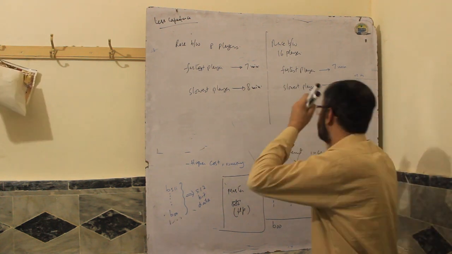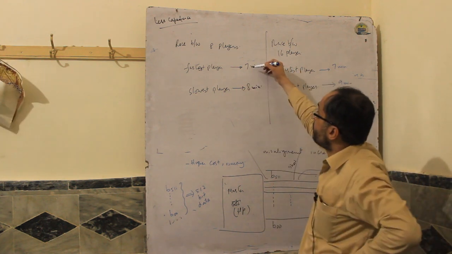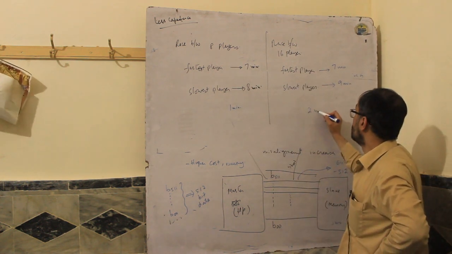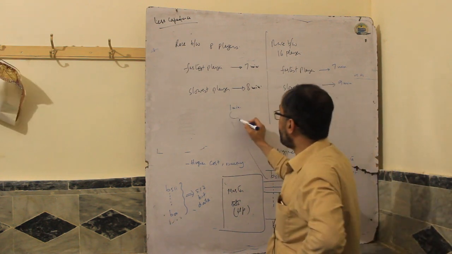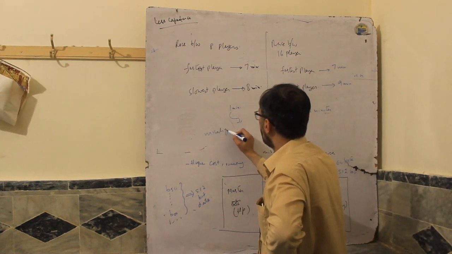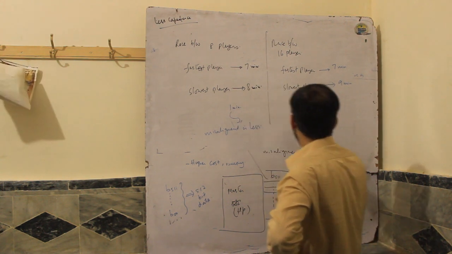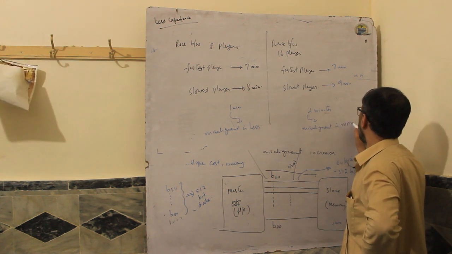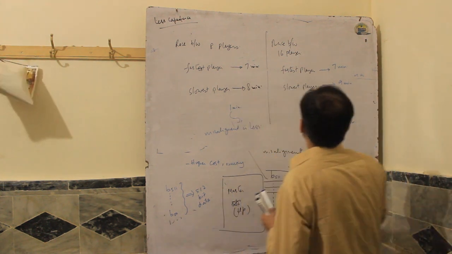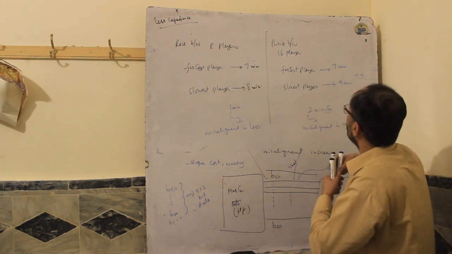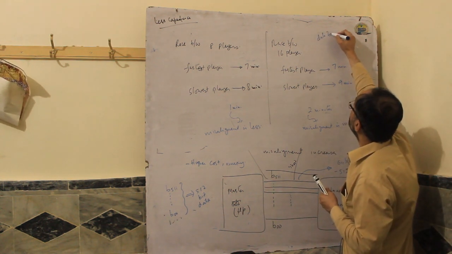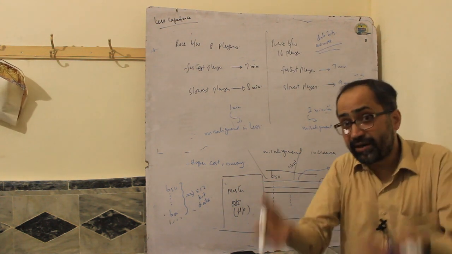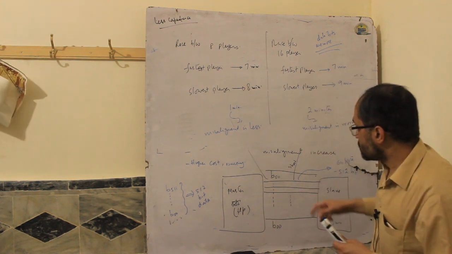If you look at the difference, the difference between the fastest and the slowest is 1 minute in one case, and the difference between the fastest and the slowest is 2 minutes in the other. So the misalignment here is less, and the misalignment here is more. Now there are two scenarios. If the number of data bits is more, then the misalignment will be more. If the data bits are less, then the misalignment will be less.